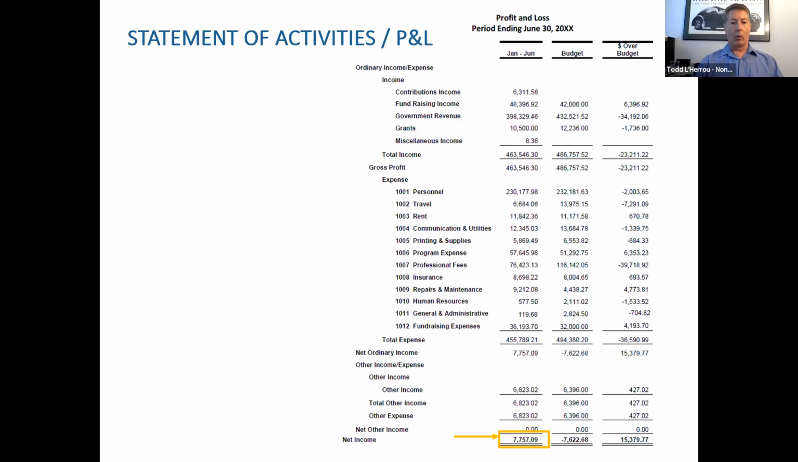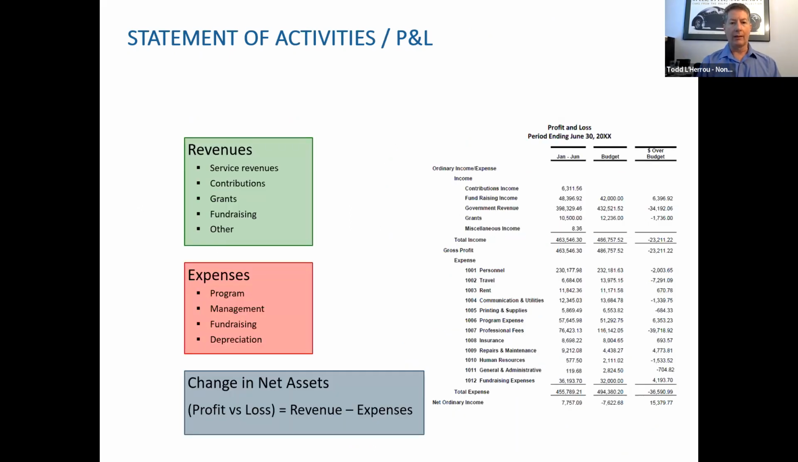So this is in general what a profit and loss statement should look like. And I've shrunk it down a little bit further in order to be able to show you the kind of categories that we're looking at. So typically what you're going to see is a category for revenues, a category for expenses, and then down at the bottom, the change in net assets or the profit and loss.